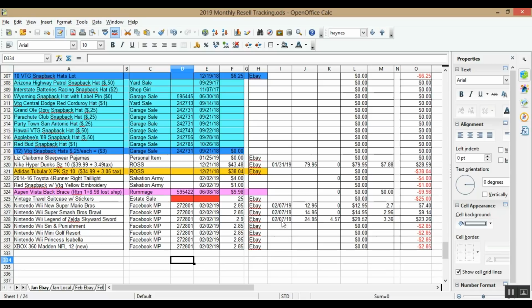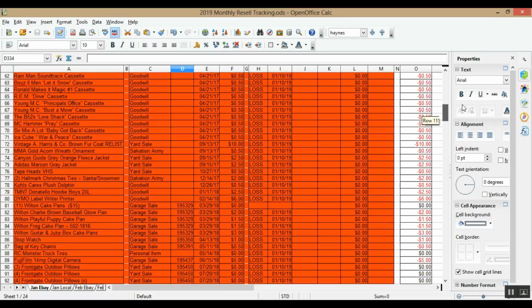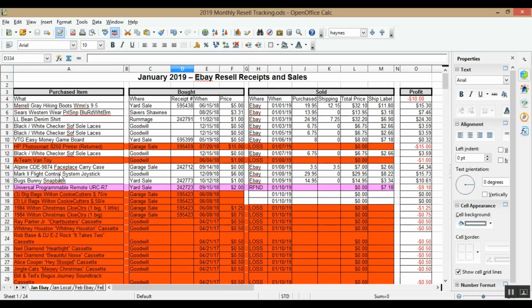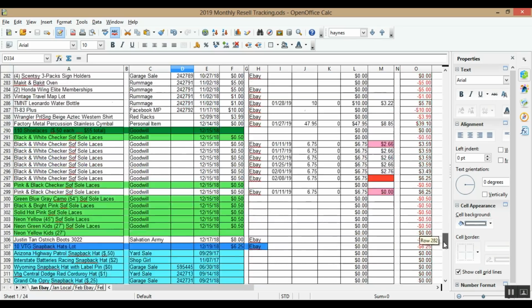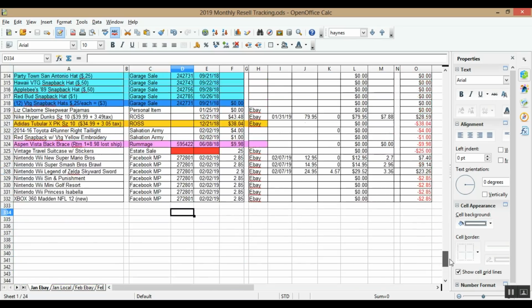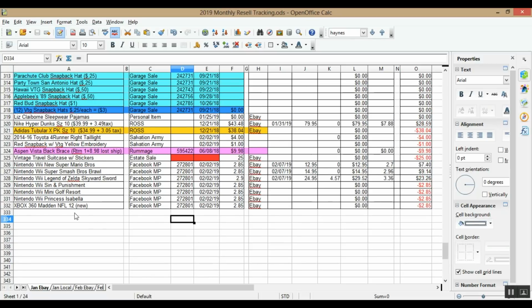Okay, so anyway, we'll go back here. As you can see, purchased items, whenever I buy things at garage sales, on Friday and Saturday, I'm so busy, but I still write everything down. So right here is the 4Runner taillight. When I bought it, I got it at Salvation Army. I do not have a receipt number written down, and I should explain that. A receipt number is the receipt number in the book I keep.